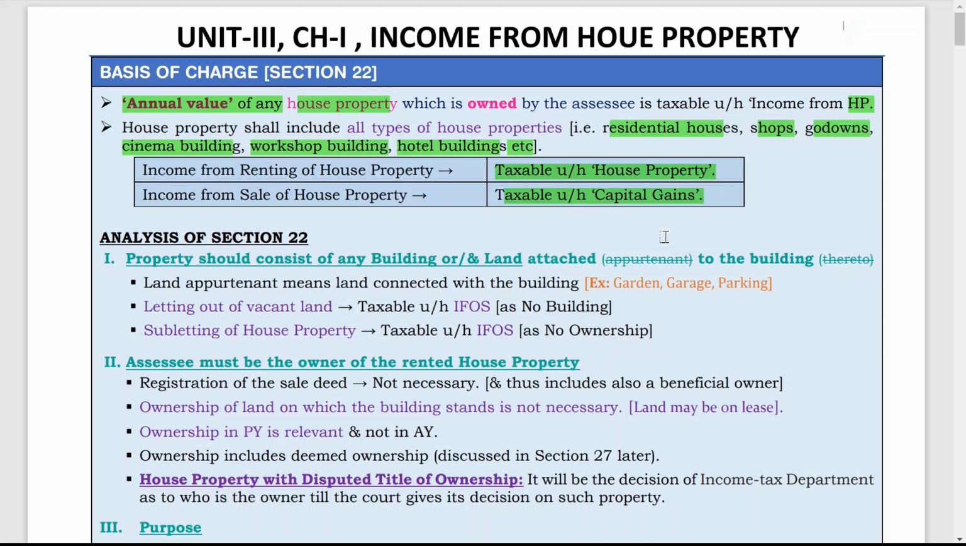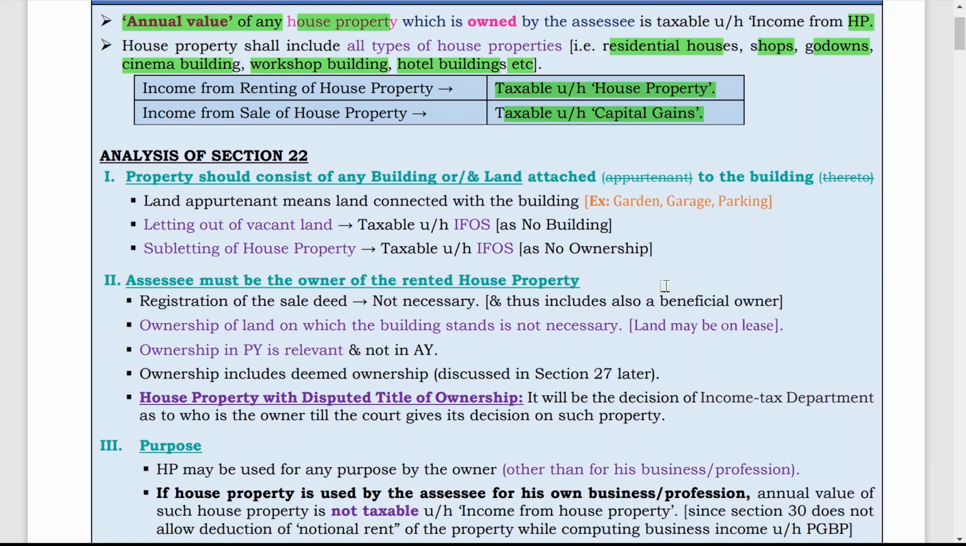Now, analysis of section 22. Analysis of section 22 means basis of charge. We will do a quick analysis of it. The property should consist of any building or land attached to the building. Land appertaining means land connected with the building, like garden, garage, and parking. I already explained to you, letting out of vacant land: if there is no building, obviously it is not taxable under HP. It is taxable under the head income from other sources because no building is there. Now, income from subletting of house property is taxable under the head income from other sources. I have already given you one example for the same.